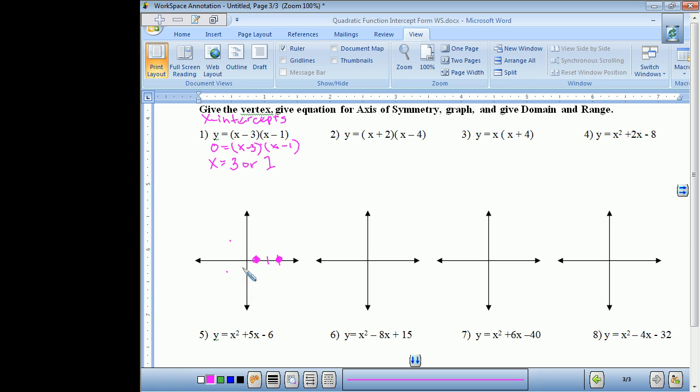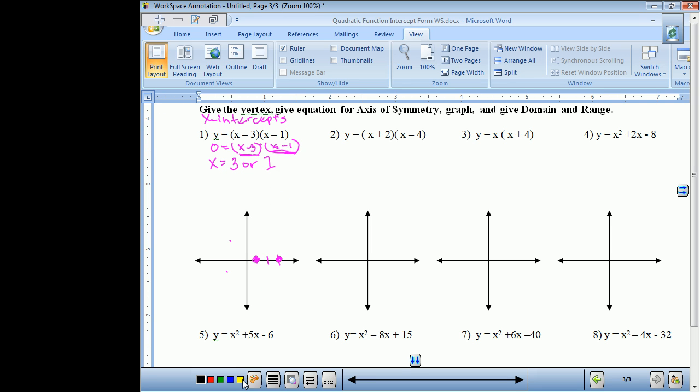Okay, everybody do that. And let's see if you have any questions up to this point. Does everybody understand how that happened? What can I plug in here for x that would make that 0? 3. What can I plug in here that would make this factor 0? 1. And that's how we get our x-intercept.